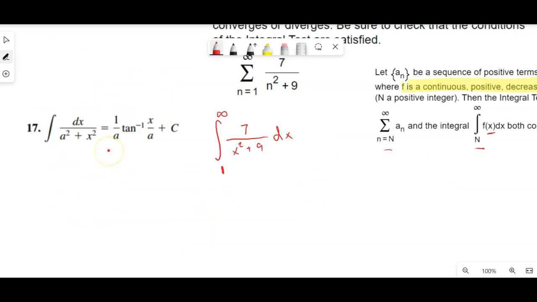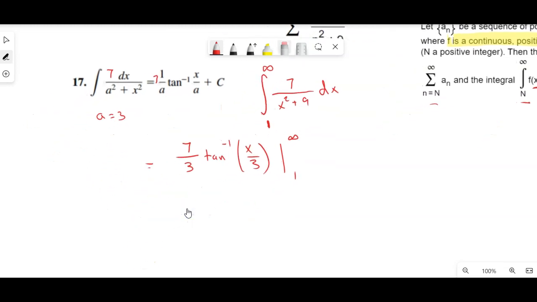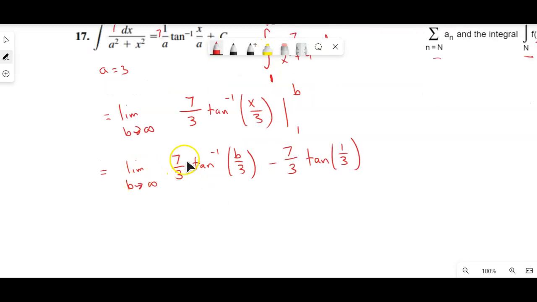It would be fine if you use the table of integrals here. Look, a is 3, and we have a 7 here, so we're going to have a 7 multiplied times this. So this is going to be 7 over 3 inverse tangent of x over 3. We are going to plug in infinity and plug in 1. If you remember from the improper integrals section, that means we take the limit as b goes to infinity, replacing infinity with b. So we'll have the limit as b goes to infinity of 7/3 the inverse tangent of b over 3.